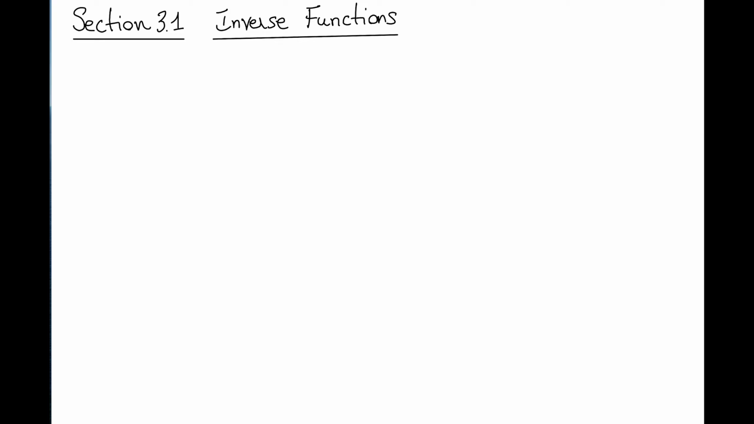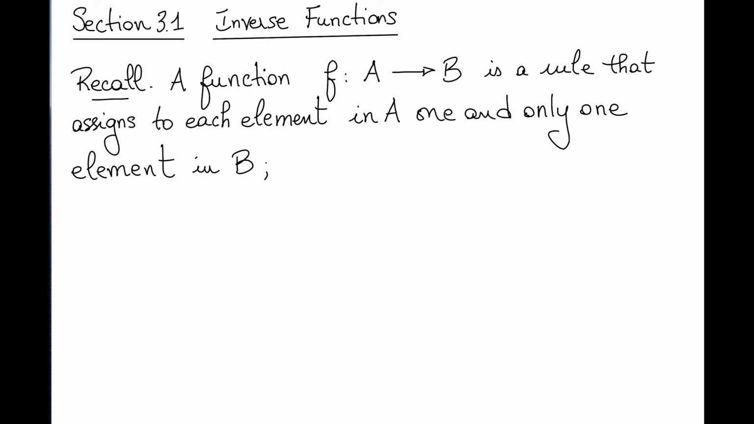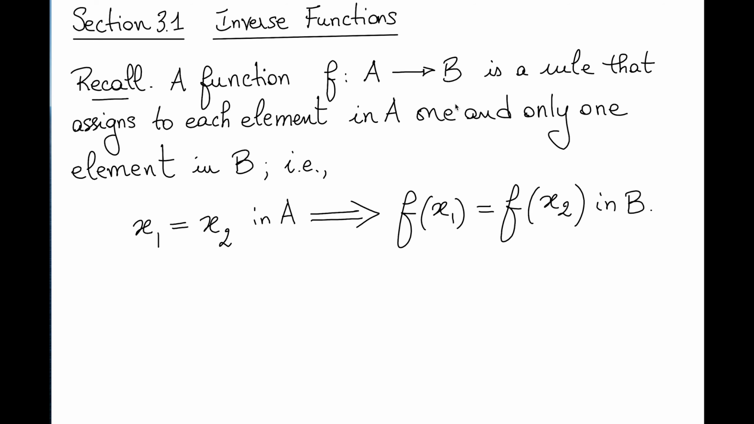Section 3.1 Inverse Functions. To get started, let's revisit the concept of what we mean by a function. A function f between two sets A and B is a rule or a mapping which assigns to every element in A a unique element in B. Using mathematical notation, this means that if x1 and x2 are the same in the set A, the domain, it follows that their images must be the same in B, meaning f of x1 and f of x2 must also be the same in the target set B.